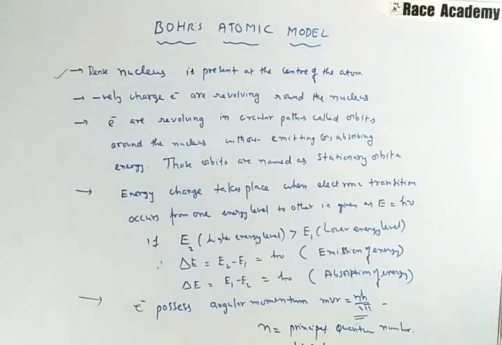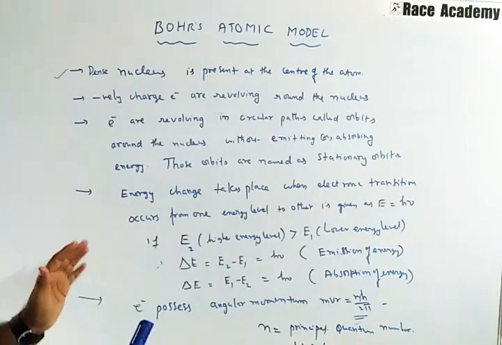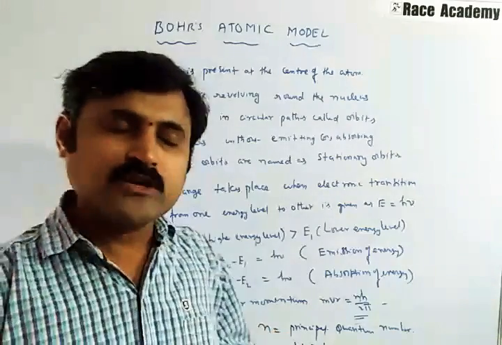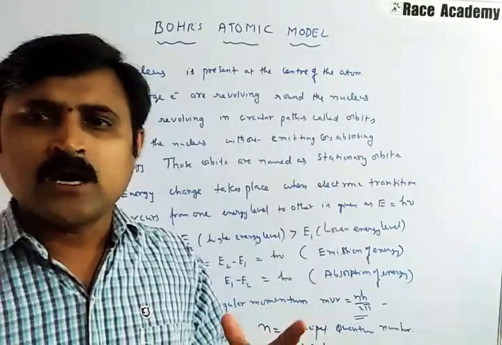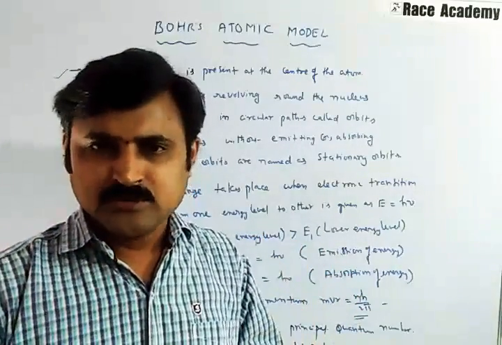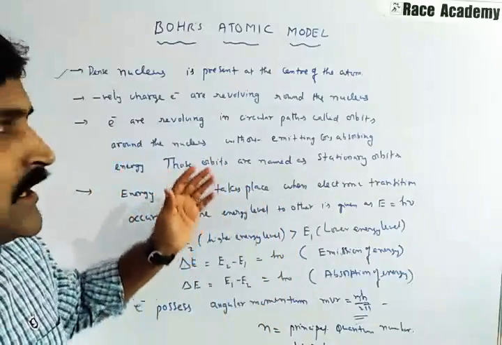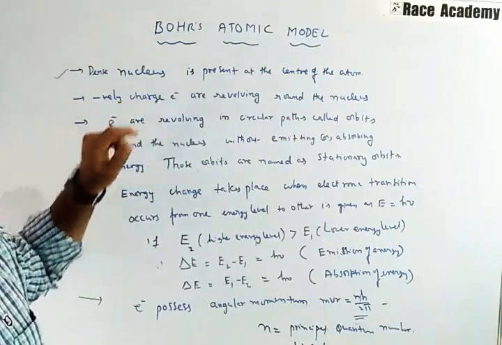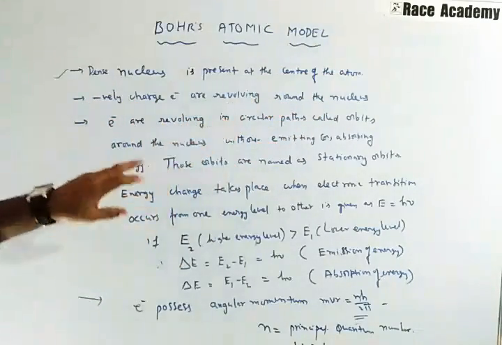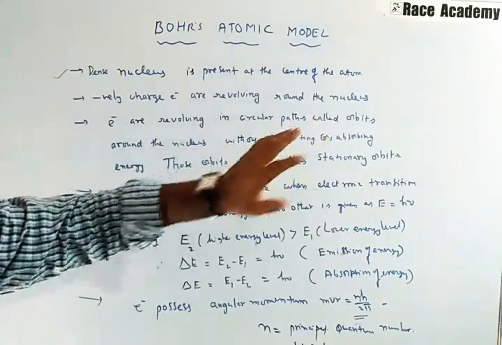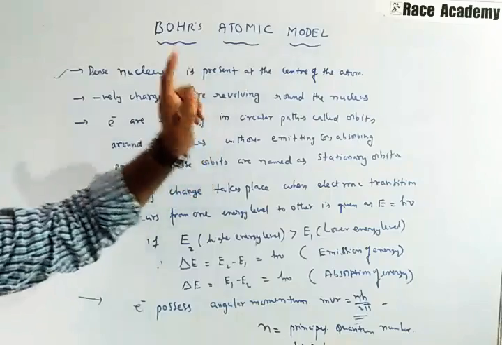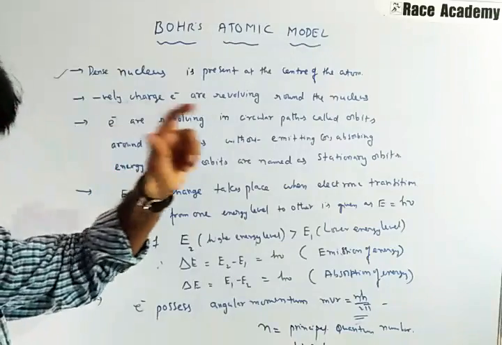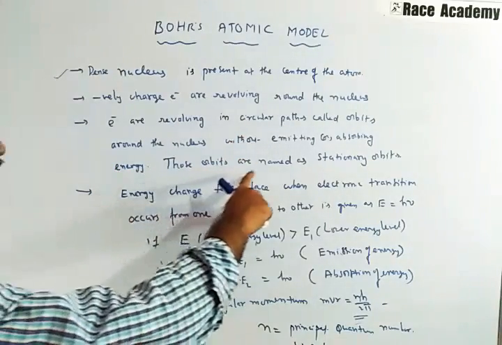Once again, I will repeat. Bohr's atomic model tells about the center, that means the nucleus. The atom has a nucleus where all the protons and neutrons are present. The size of the nucleus is very small, and it is also called a dense nucleus present at the center of the atom, with negatively charged electrons revolving around it. Electrons revolve in circular paths called orbits around the nucleus without emitting or absorbing energy. This gives stability to the atom, and those orbits are named stationary orbits.